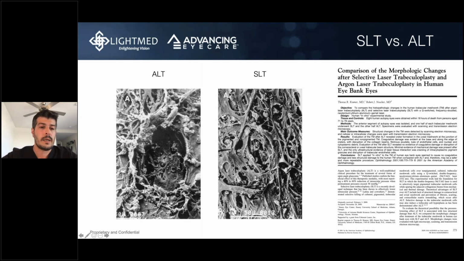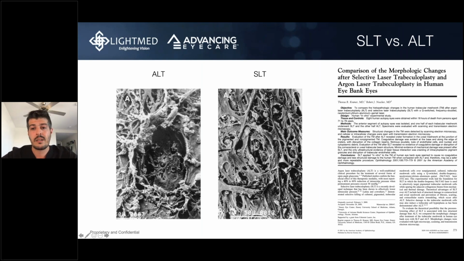So here's a histopath slide of the ALT. You can see the amount of trauma, like a crater that this laser created, almost like a mechanical and from heat trauma that made through the trabecular meshwork. And this is why with ALT, the data shows having IOP spikes was more common, having uveitis or reactivating uveitis was more common. Compare that with SLT, you can barely notice anything was done.